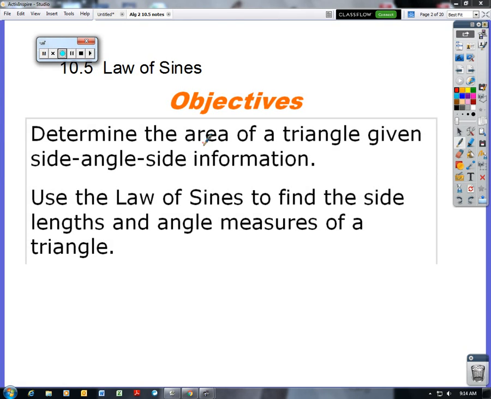Today we get to do the law of sines. There's also a law of cosines that we'll learn in the next section. And we're also going to learn a new area formula for a triangle.